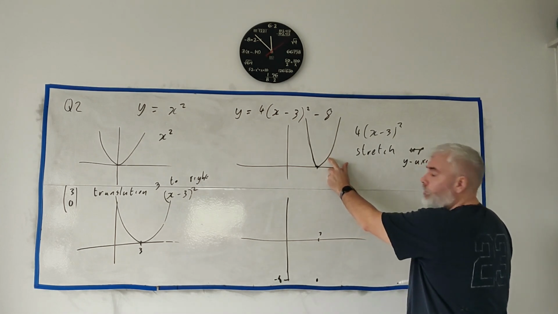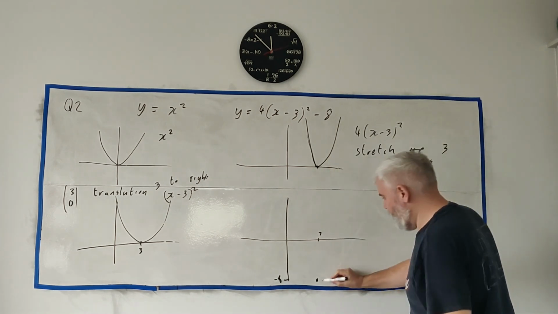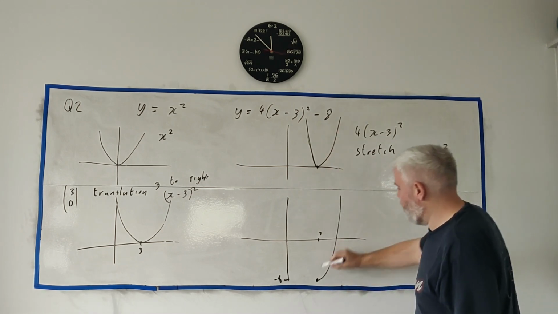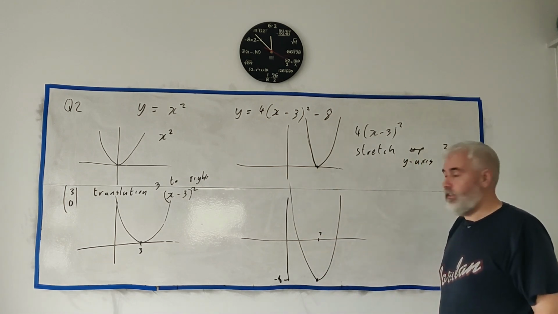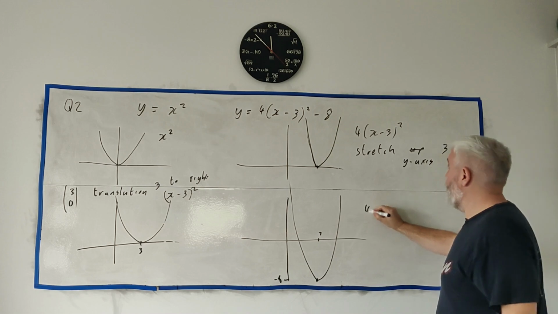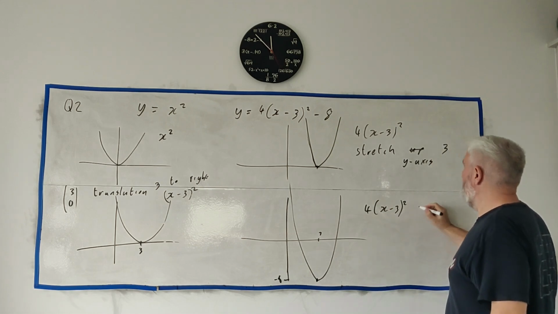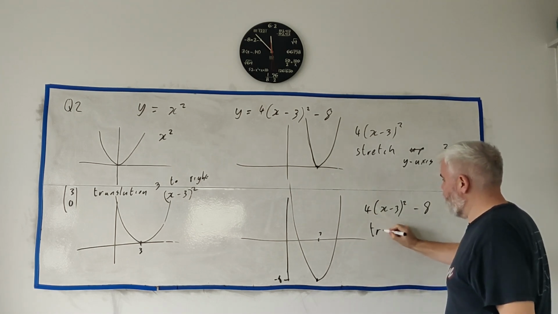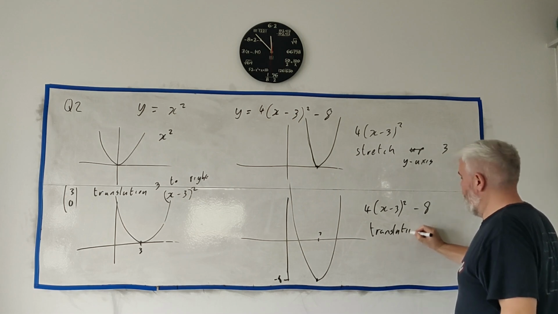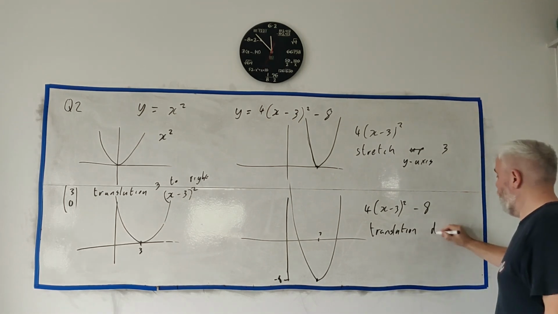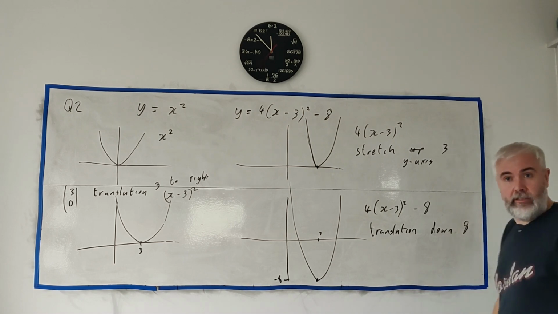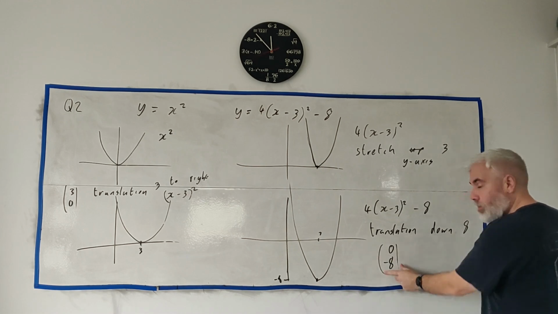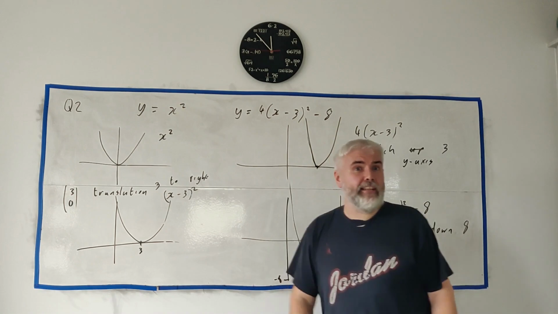Let's imagine this number is 1. What's 1 minus 8? Just goes down to minus 7. Everything just goes down 8. Everything goes down 8. And we just get this sharp upwards thing like that. And that was 4 times x minus 3 squared, minus 8. And this last one is just a translation down 8, or you could say that as 0, minus 8. Translation like this. And that's the answer to 2.